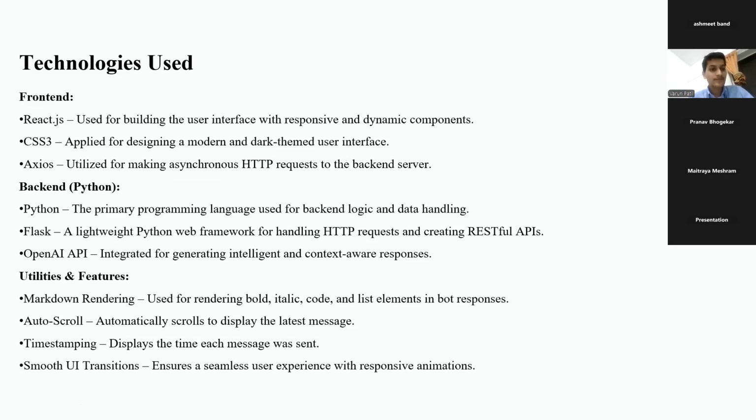Front end: React.js. We built the user interface with dynamic and reusable components. CSS3 was used to design a modern dark theme look for the app. Backend: Python plus Flask plus OpenAI. Python handles all logic, data processing, and communication. Flask managed HTTP requests and created a simple API. The OpenAI API powered the chatbot with smart, human-like replies.